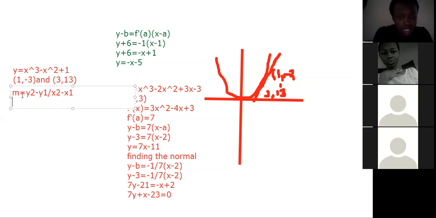I'm going to get 30 minus minus 3 all over 3 minus 1. So we are going to get 8. So our m is equal to 8.